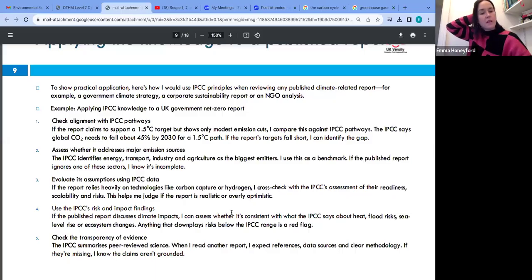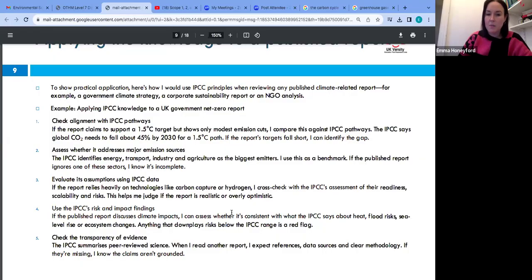So evaluating its assumptions using IPCC data. If the report relies heavily on technologies like carbon capture or hydrogen, we can cross-check that with the IPCC assessment of their readiness, scalability and risks. This will help us judge if the report is realistic or overly optimistic.